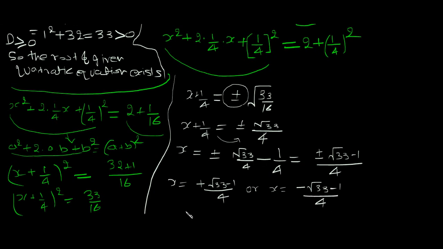Here I can neglect this plus sign because the plus sign need not be written. So basically this can be written simply as square root of 33 minus 1 upon 4, and this can be written as minus square root of 33 minus 1 upon 4. So these two are the roots of the given quadratic equation, right?